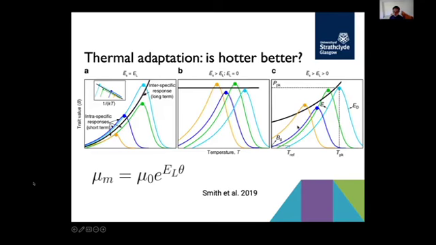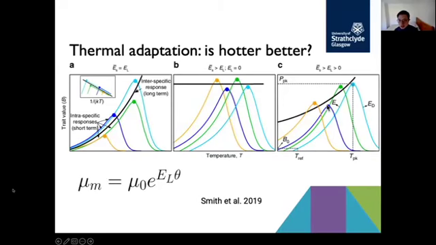But there is another case, called the Hotter's partitioning pattern. Basically, there is a clear increasing trend of the maximum growth rate with optimal temperature, as denoted by the EL. But this trend is less strong than the within-species one. So the species can show some thermal adaptation, but it is not strong enough to overcome the original thermal effect on physiology.